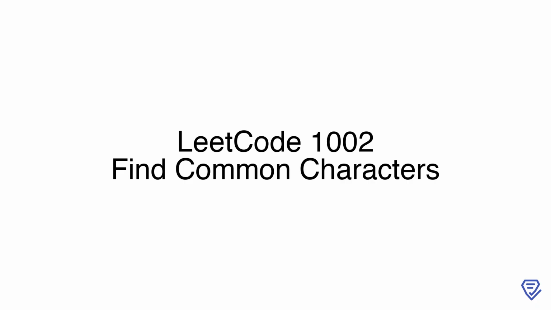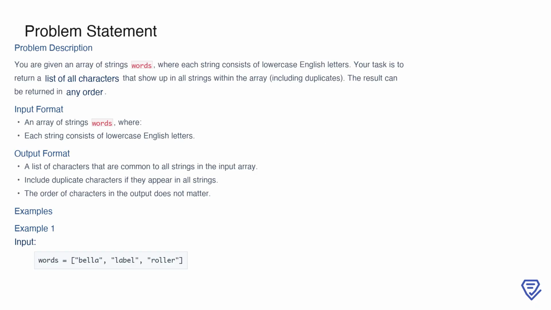Let's dive in. The problem asks us to find characters that are common to all strings in a given array of words. Each string consists of lowercase English letters, and the solution should return a list of these common characters. Importantly, if a character appears multiple times in each string, it should be included in the output the same number of times. For example, if L appears twice in all strings, it should appear twice in the result. Additionally, the order of characters in the output does not matter. The input is an array of strings, and the output is a list of characters that meet these criteria.